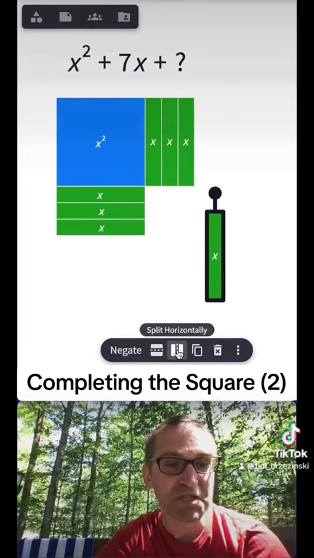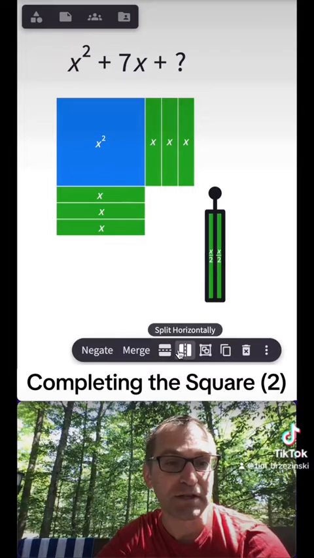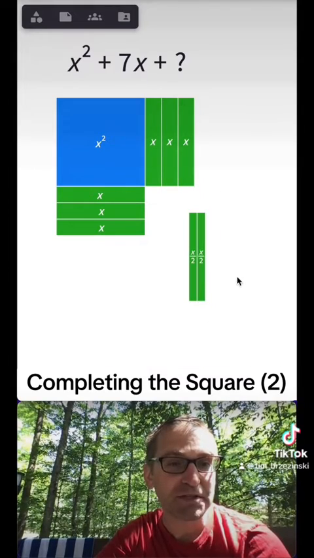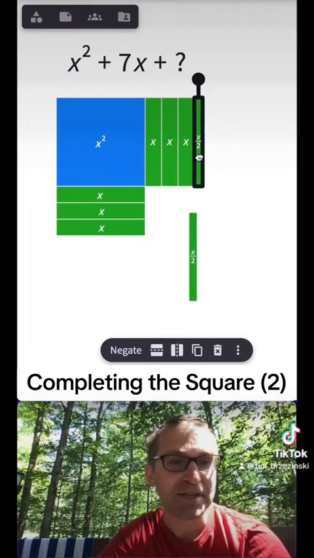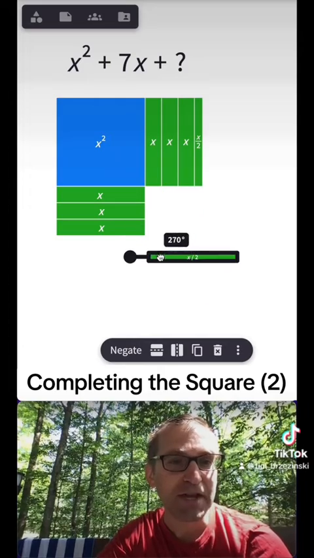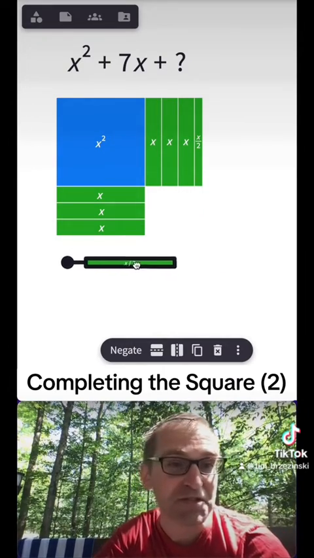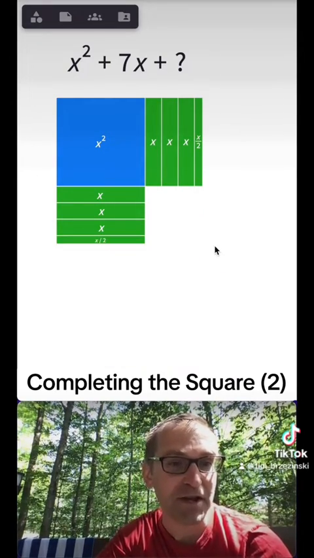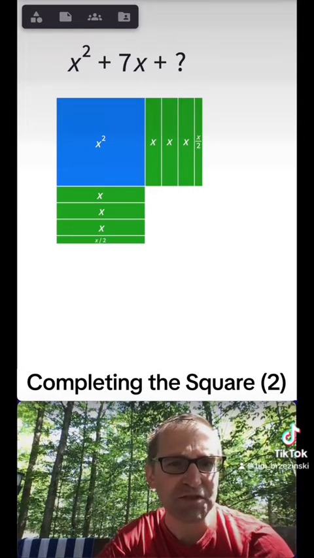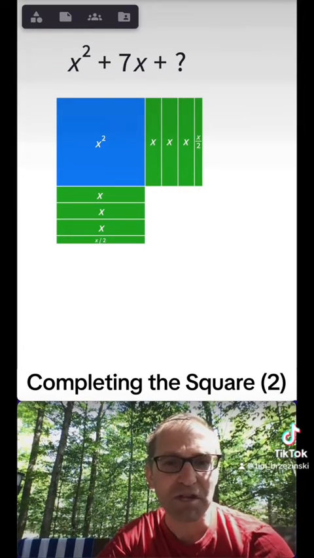So what we'll do is we'll split that, we'll split it like so. And each one now is half an x. So there are now 3.5 x's on each side. And that makes sense because 3.5 is half of 7, right? So now we need to complete the square. So we have to really start putting in numbers here.